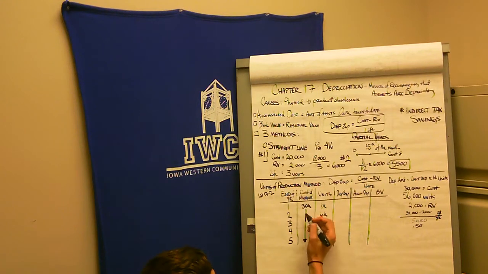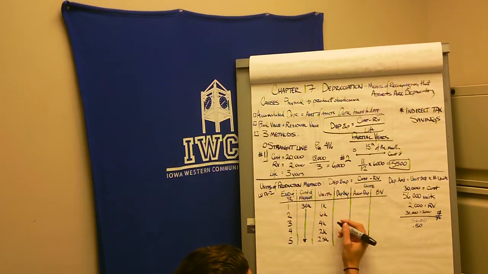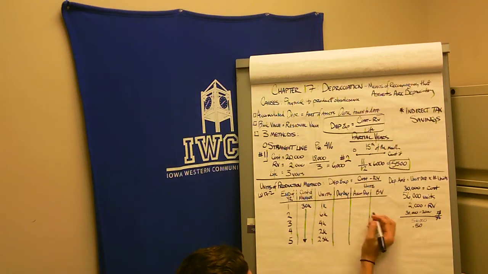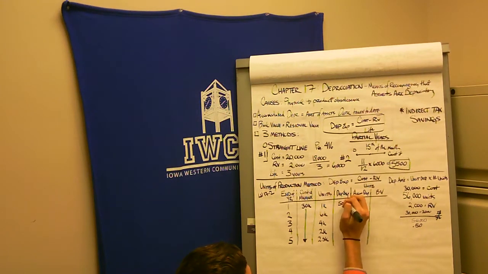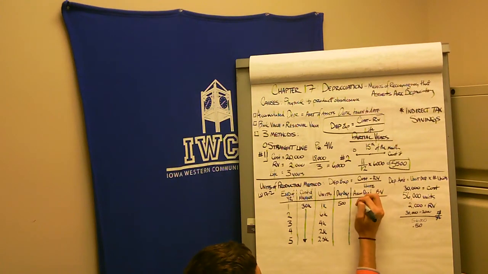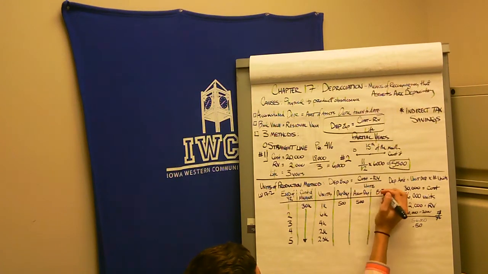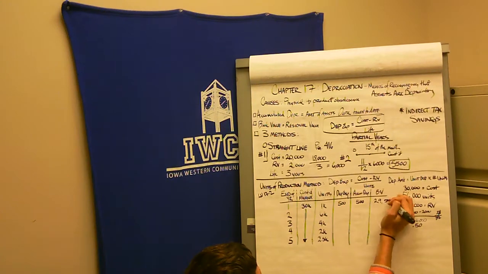So we have the cost of machinery. It's constant all the way down. The units change per year, so the depreciation expense should have changed. So 1,000 units times 50 cents, $500. So the total accumulated depreciation, $500. Book value is now subtracted, so we got $29,500.